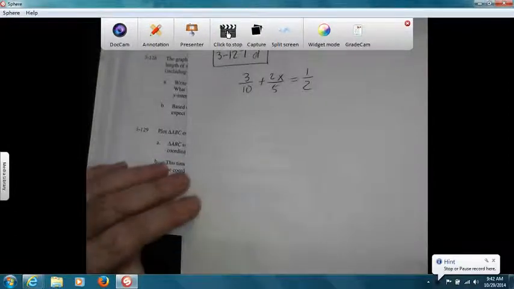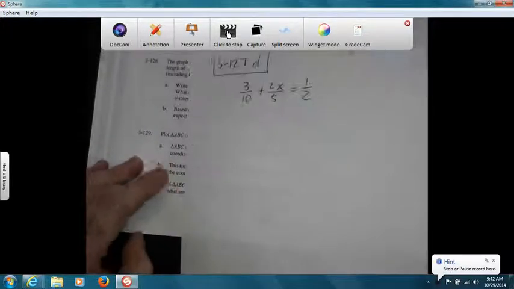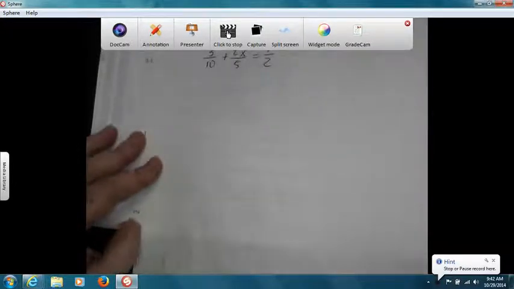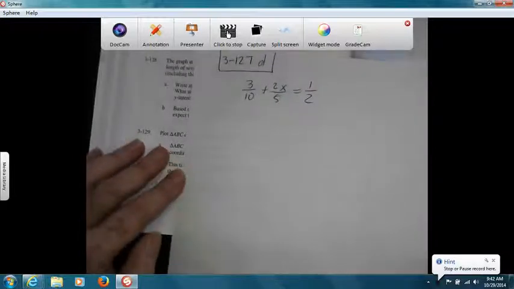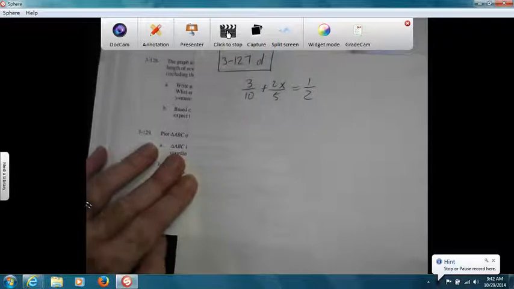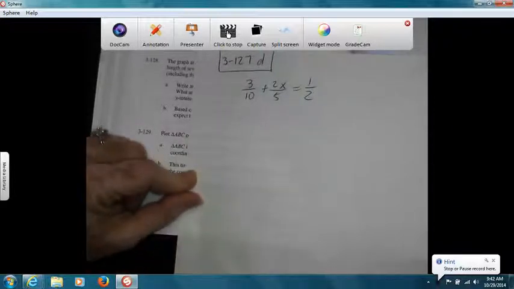Okay, so this is 3-127, letter D. We're working on fraction busters, and it says solve the equation by first changing the equation to a simpler equivalent equation, and then check the solution. Who has an idea of what I can multiply through by to bust out all my fractions?